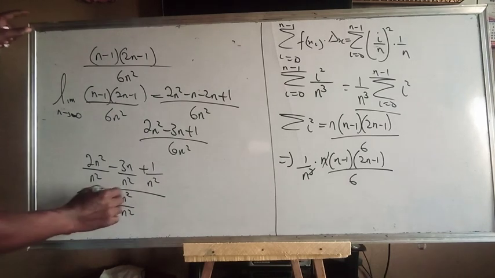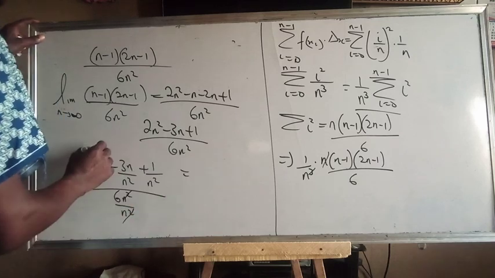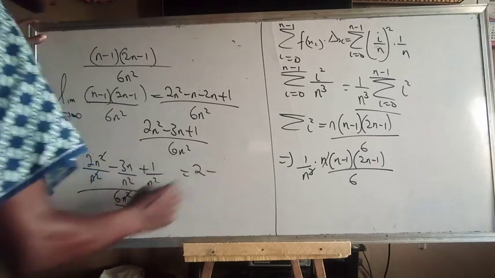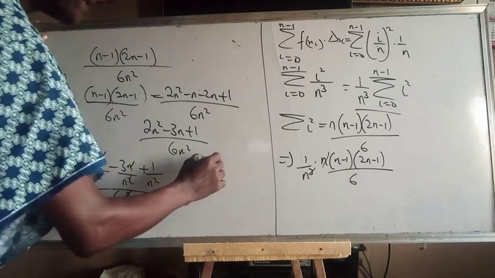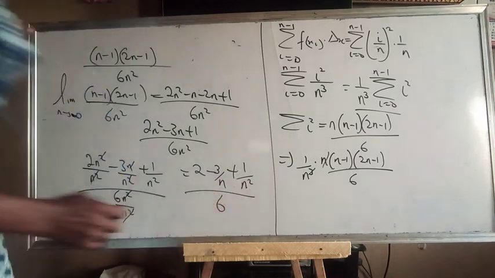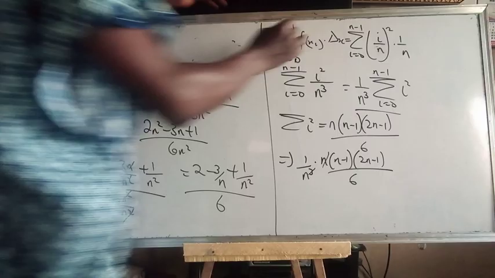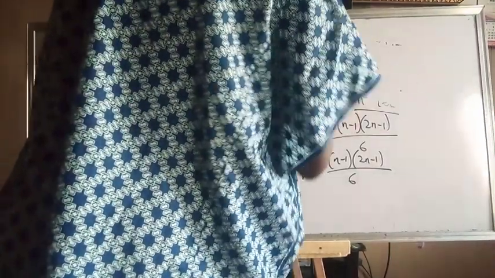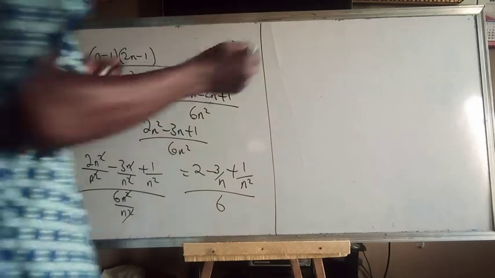So this will cancel this out. So you have what left? You have 2 minus 3 all over n, plus 1 all over n squared, all over 6. Yes? So, with that, we now take our limit as n tends to infinity of 2 minus 3 all over n plus 1 all over n squared, all over 6.